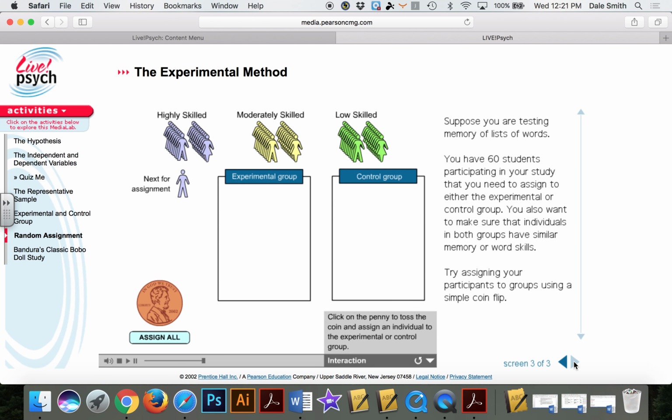Suppose you are testing memory of lists of words. You have 60 students participating in your study that you need to assign to either the experimental or control group. You also want to make sure that individuals in both groups have similar memory or word skills. Try assigning your participants to groups using a simple coin flip.